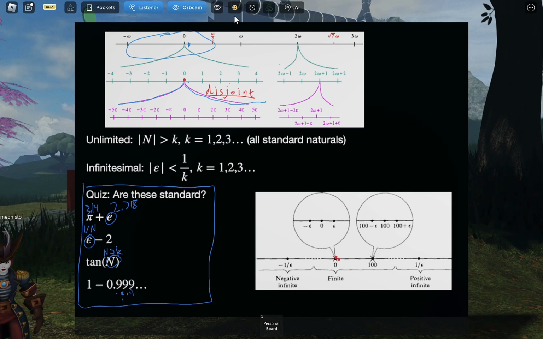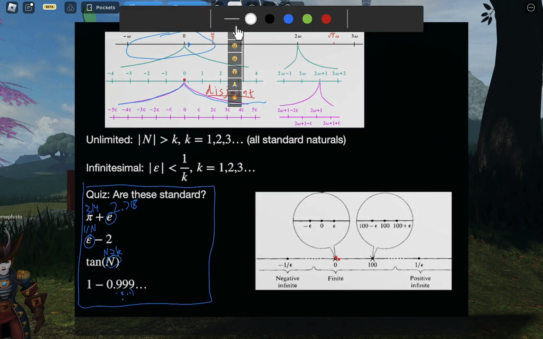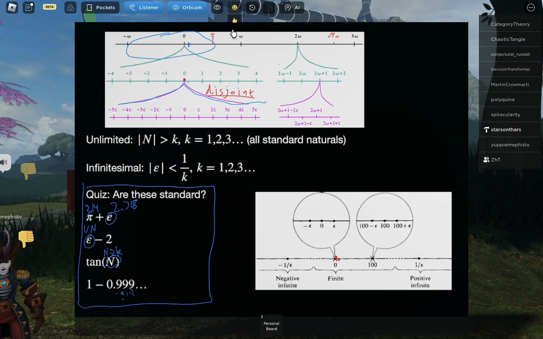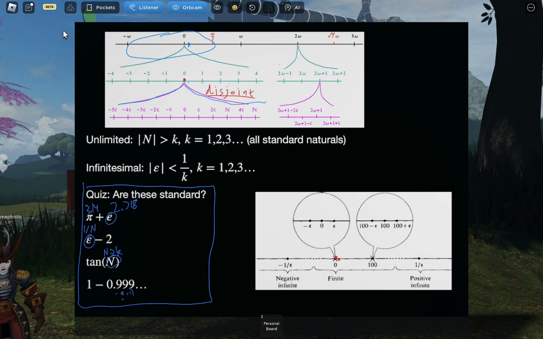Okay. The last one is: is 1 minus 0.999 repeating standard? Gotten 1 so far. 2, 3, 4. Okay, everyone gave this. So I think you guys, based on the thumbs up, do have at least the intuitive idea, for which I'm very glad. Let's turn our attention back to the very top line for a moment. Notice all the omegas, the W-looking thingies.